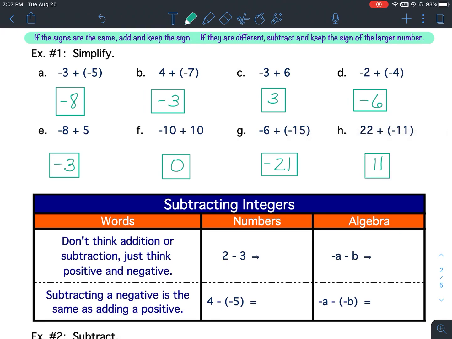So that is example 1. Remember, when you are simplifying integers, what you want to do first is ask yourself, are the signs the same or are they different? If they're the same, add and keep the sign, and if they're different, subtract and keep the sign of the larger number. If you have any questions on example number 1, please do not hesitate to ask.